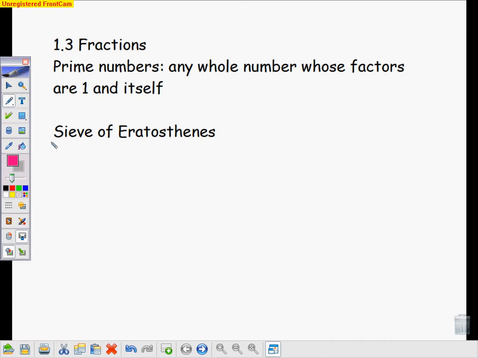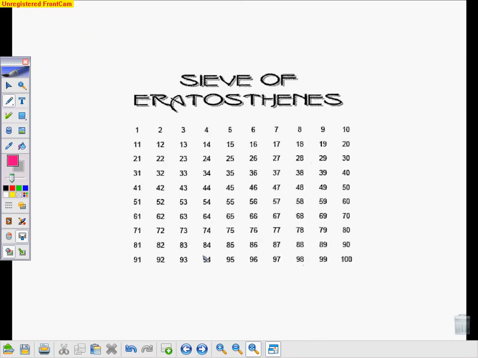To do this, we're going to use the sieve of Eratosthenes. If you could pull that out, it was given to you in class. Now, following the directions on this, it says we cross off 1 because 1 is not prime. So, cross that off. The first prime number is actually 2, so we circle that. When we finish, we're going to have all the prime numbers circled.